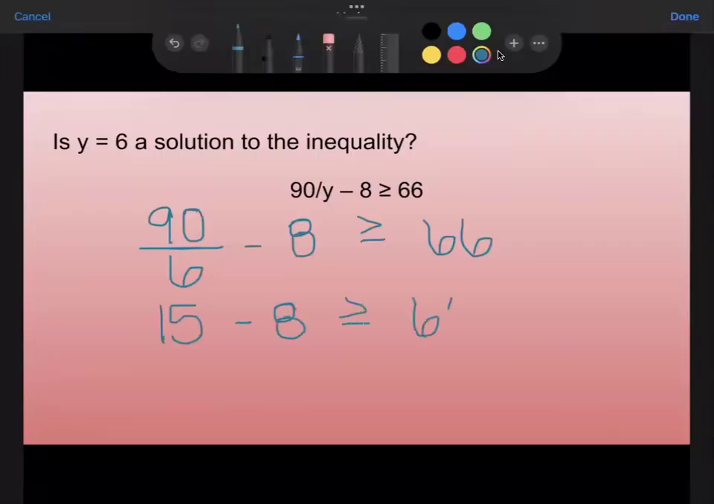Okay, so we're at a point where if you're familiar with 15 minus 8, you can tell that that is not going to be greater than or equal to 66. But I'm going to finish it up. 15 minus 8 is 7, greater than or equal to 66. So what I have here is an untrue statement. 7 is not greater than or equal to 66. So that means y could not equal 6 and be a solution to this inequality. So the answer here would be no, y equals 6 is not a solution.